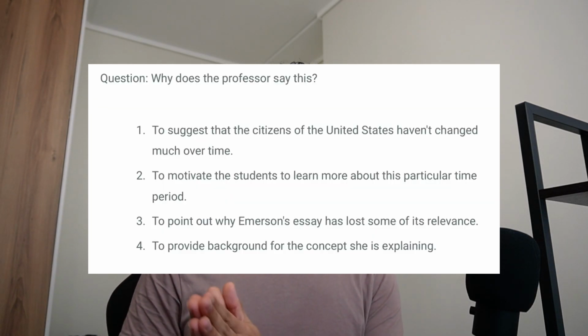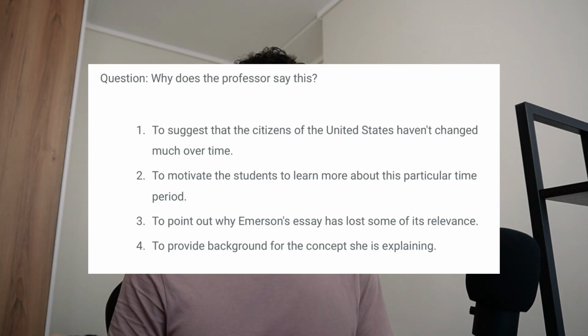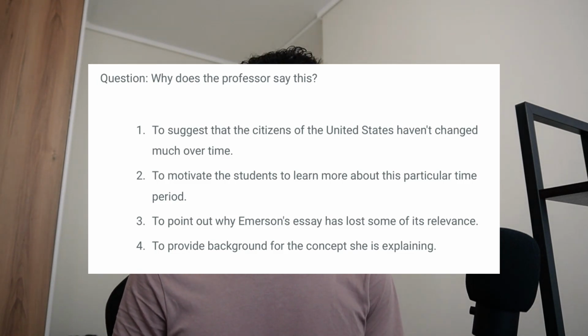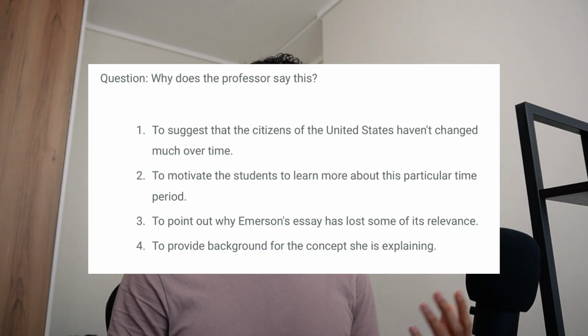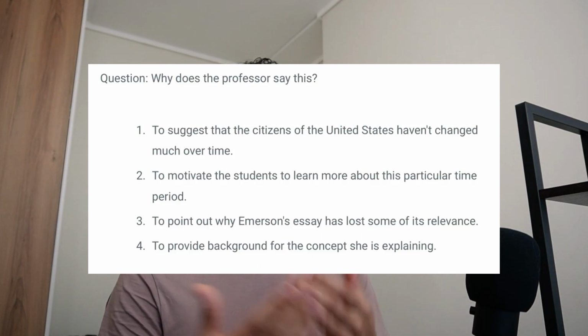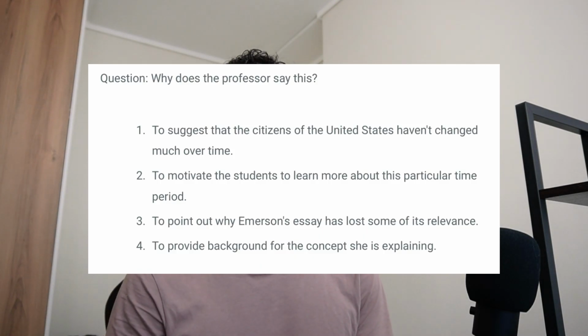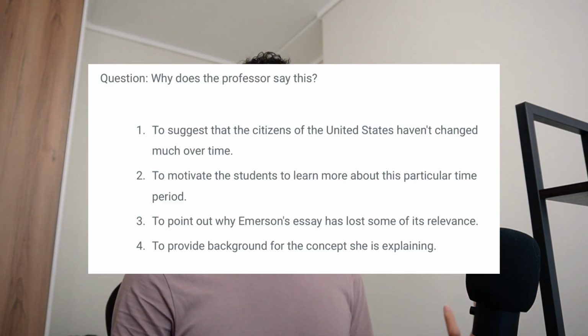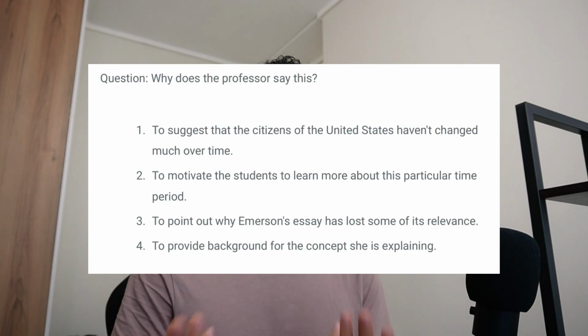Why is it relevant? Looking at the question type, why does the professor say this? Very simple, very straightforward, and easy to notice. To suggest that the citizens of the United States haven't changed much over time. To motivate students. So the first option is to suggest, the second one is to motivate, the last one says to provide background, so, background information, to point out why an essay has lost evidence or relevance. So, why is the professor saying what it is that they're saying?